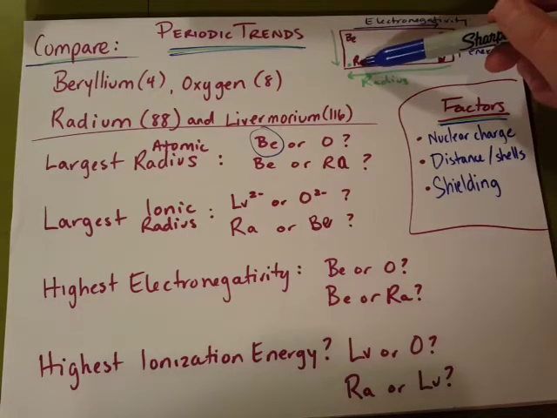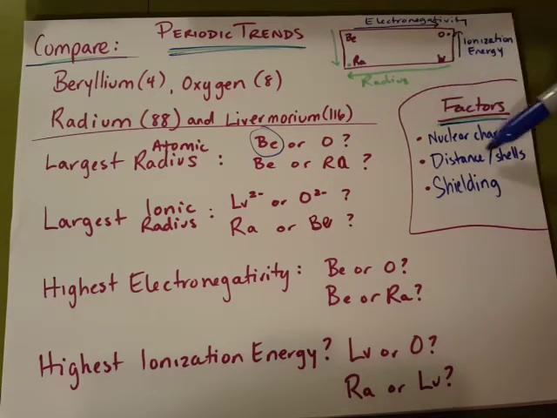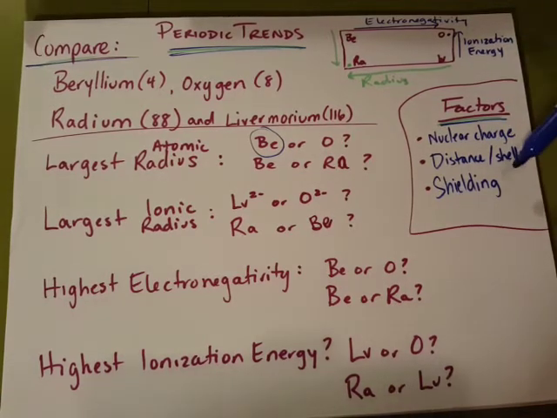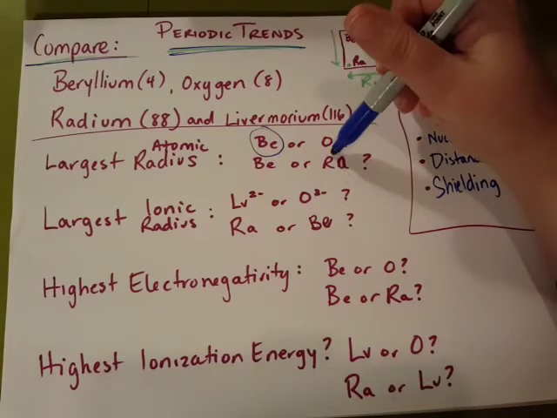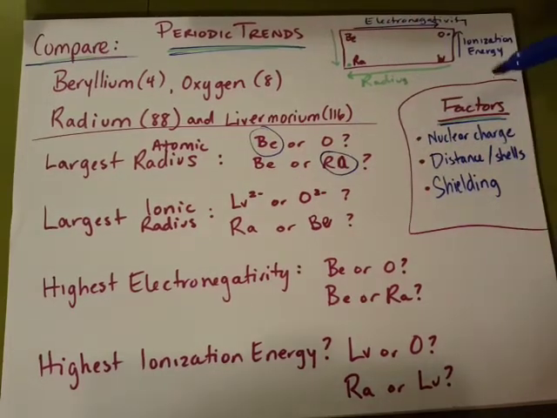Comparing beryllium and radium, here we've definitely got increased distance. There are more shells in play. There are tons of electrons in between, shielding. Please refer to the PowerPoint, because there are some really good illustrations and animations there that show the shielding effect.